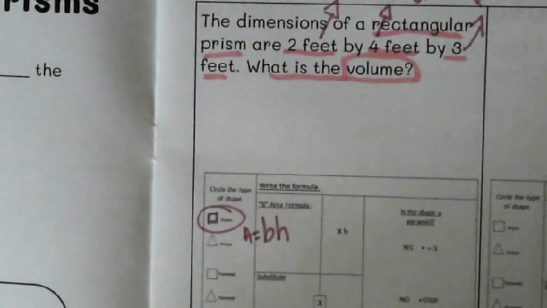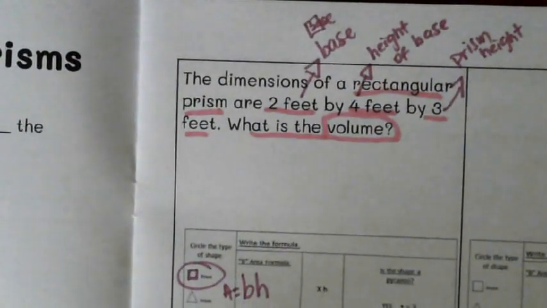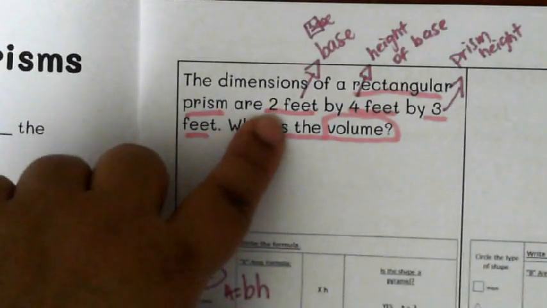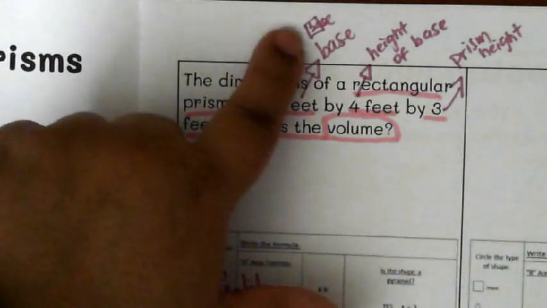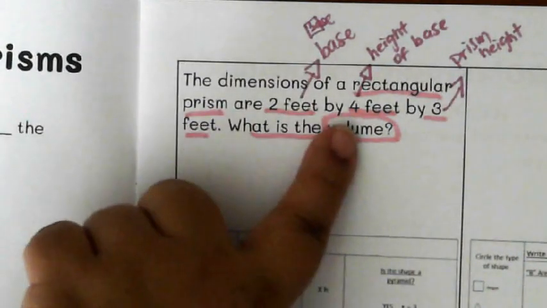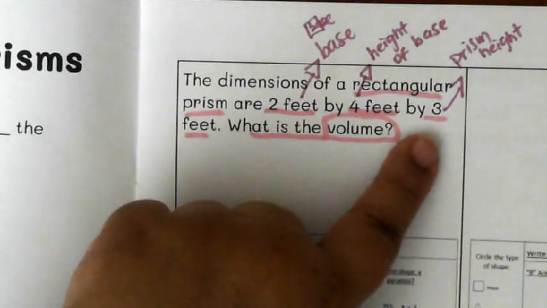So now let's go ahead and continue. Oh, I didn't even realize y'all couldn't see that, friends. Okay, so now that we have established that, again, I'm going to repeat this because I didn't know y'all couldn't see. 2 feet is going to be the base of the figure. 4 feet is going to be the height of the base. And then 3 is going to be the prism height, okay?